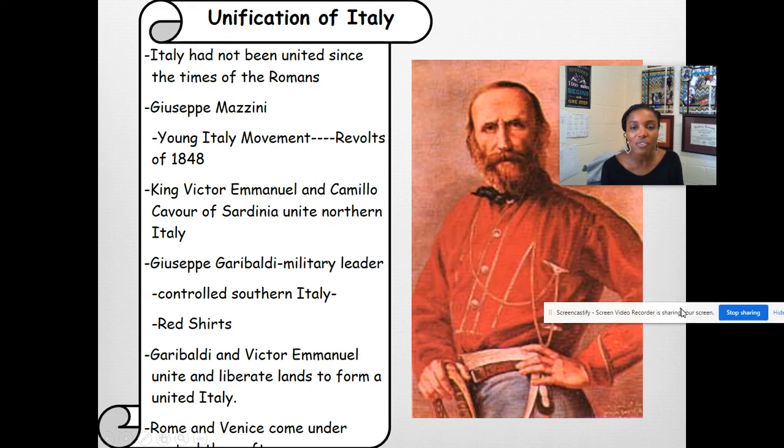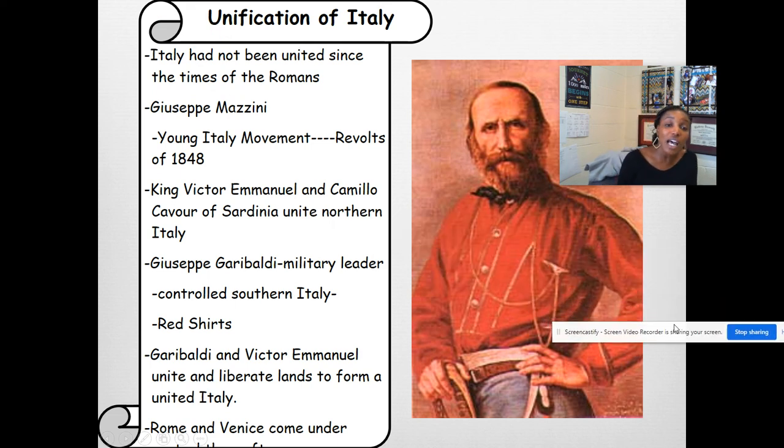Let's talk about the unification of Italy. Italy has not been united since the times of the Romans. So in this nationalism sense, it's all about coming together, pooling your resources. You have Giuseppe Mazzini. Please highlight and star. I think he's on the quiz. He's for the Young Italy movement, and he was part of the revolts of 1848. King Victor Emmanuel and Camillo Cavour, also highlight and star, of Sardinia, take on the task of trying to unite northern Italy.